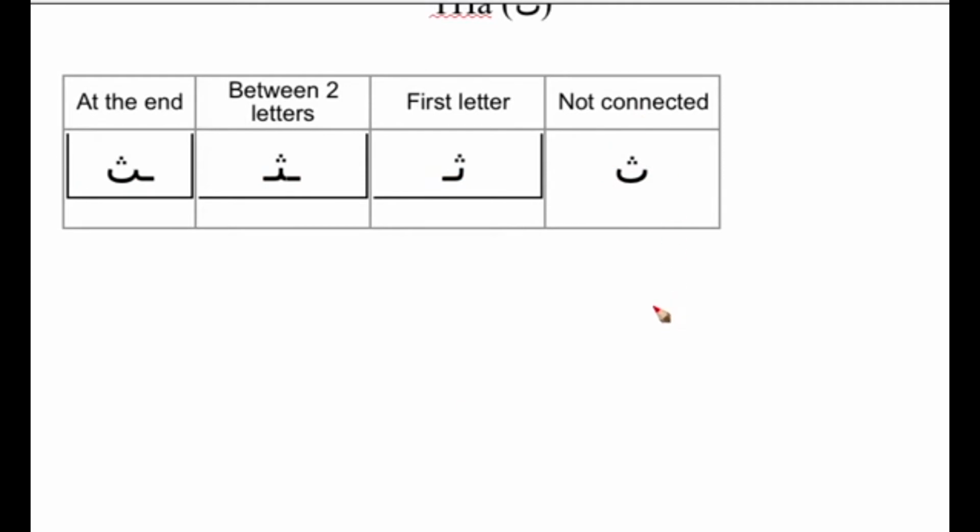I will write a word that starts with the letter Tha in the beginning. So we will write the word Thawr. Thawr means cow, the male cow. The first letter is Tha. Thawr, that's a male cow.